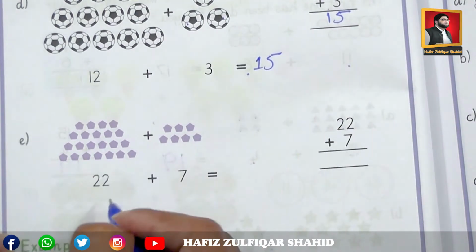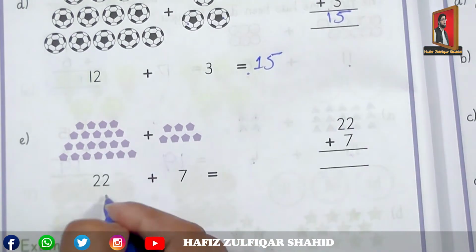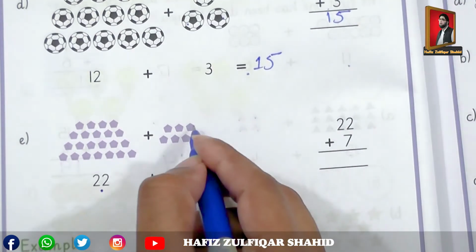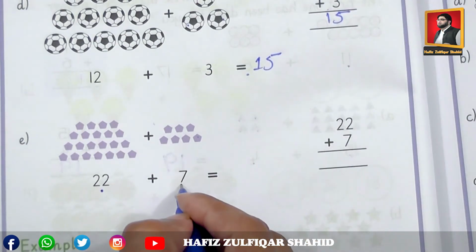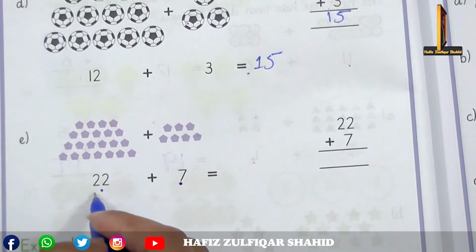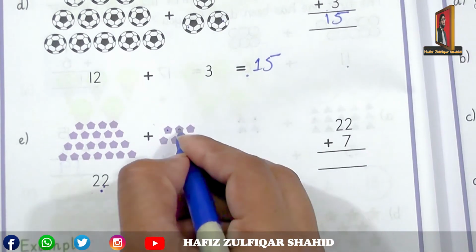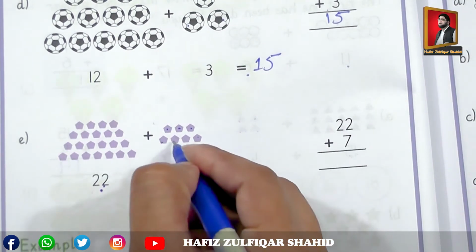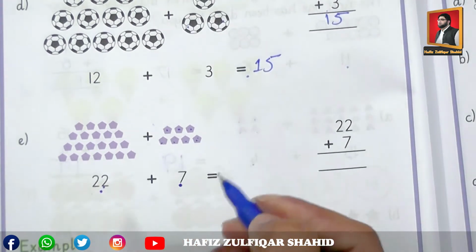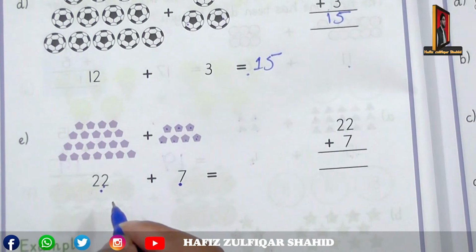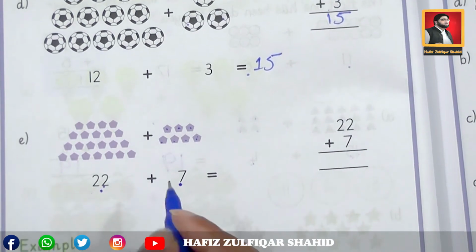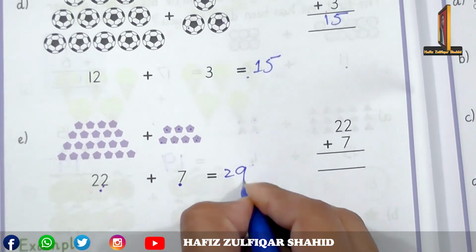We have pentagons. See, there are 22 shapes of pentagon, and at the right side we have 7 shapes of pentagon. Let's count all in total. 22, 23, 24, 25, 26, 27, 28 and 29. This shows that 22 plus 7 is equal to 29.